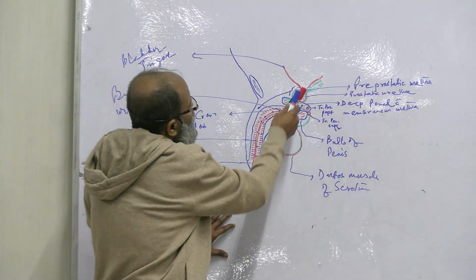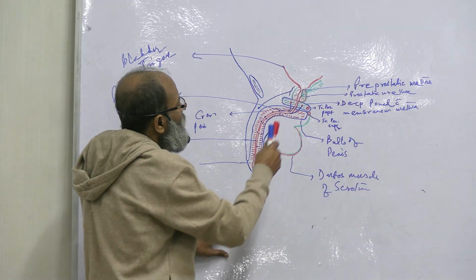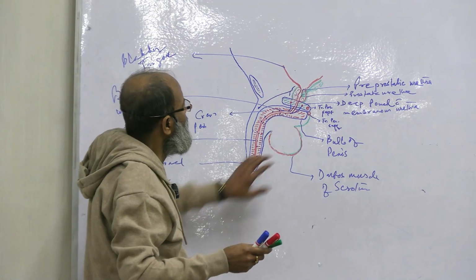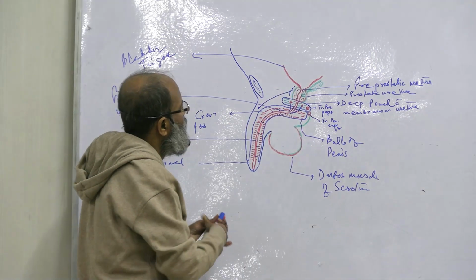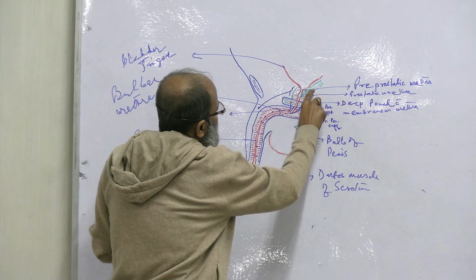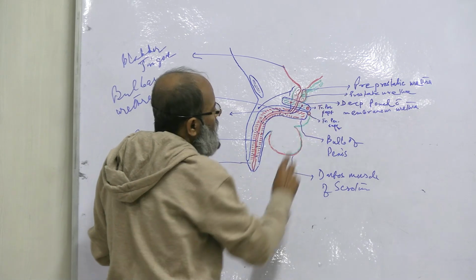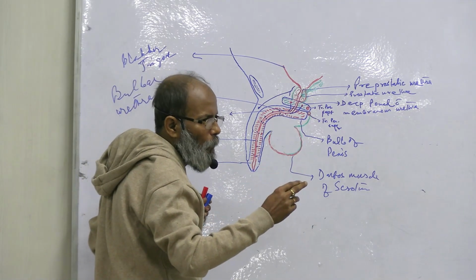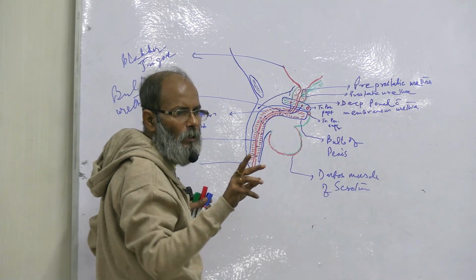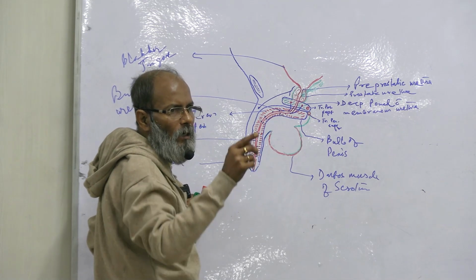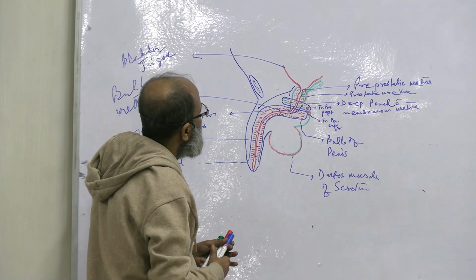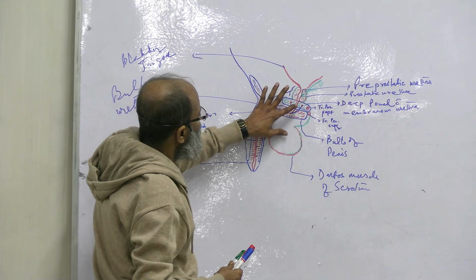And on either side of the utricle, there is opening of the common ejaculatory duct. That is, this one is the seminal vesicle, this one is the seminal vesicle, and this one is the vas deferens. Both of these two ducts are joining and opening on either side of the prostatic utricle. That is the colliculus seminalis, and on either side opening of the common ejaculatory duct. This part is passing through the deep pouch.